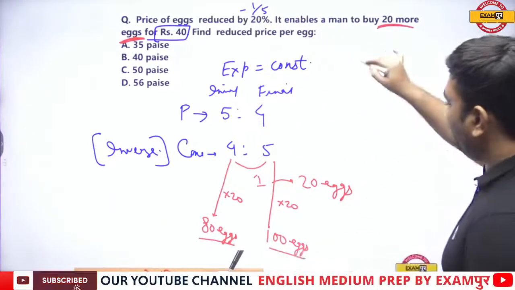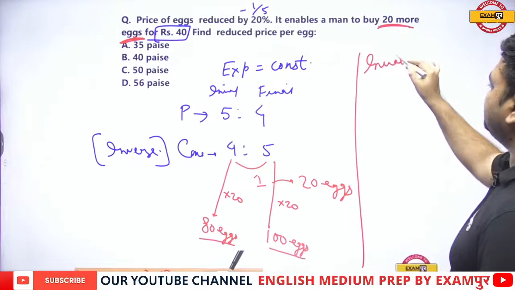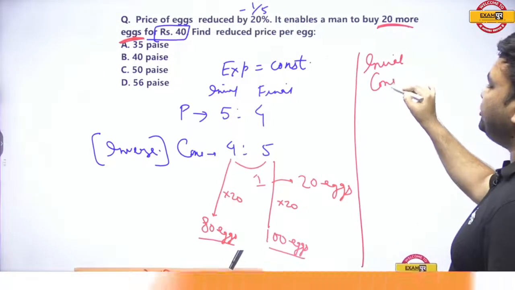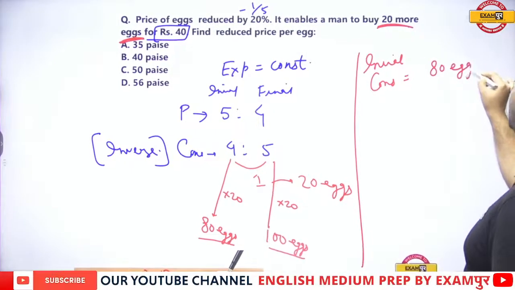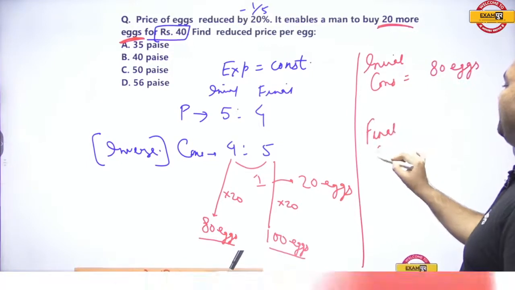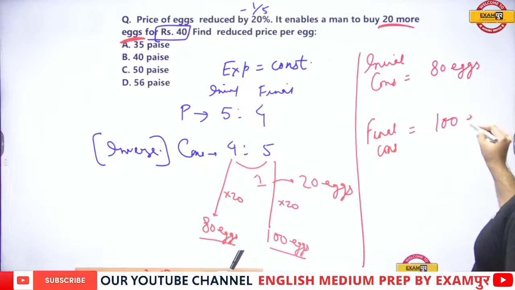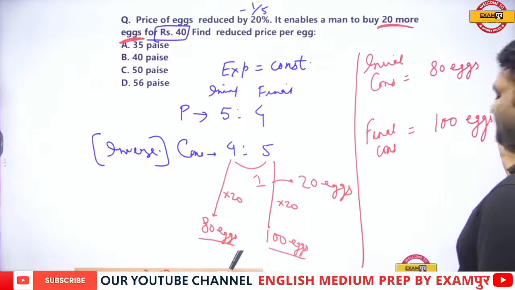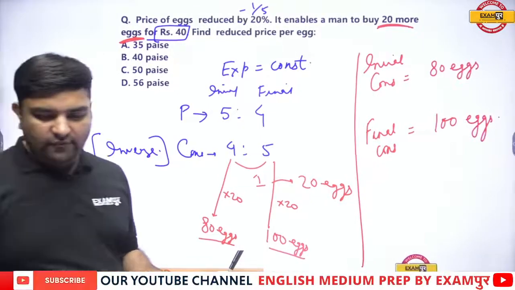One question comes from here as well. What is the initial consumption? You will say, sir, 80 eggs. And what is the final consumption? You will say 100 eggs. So this becomes an individual question in itself.